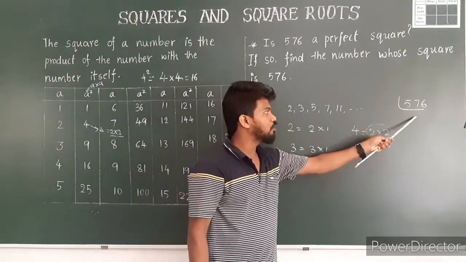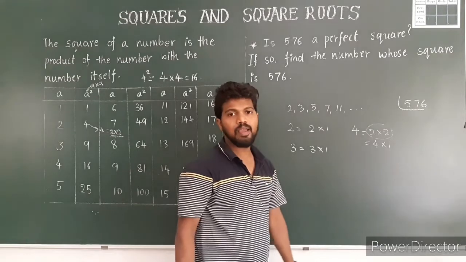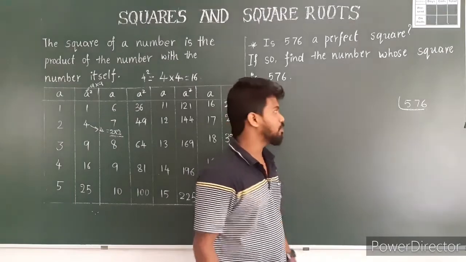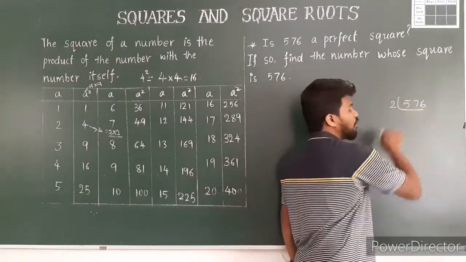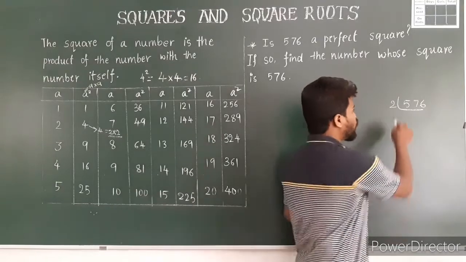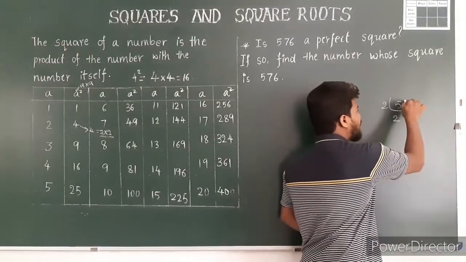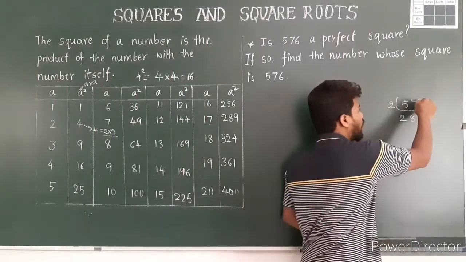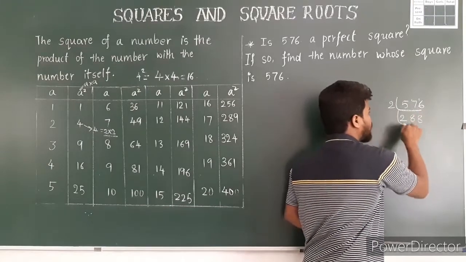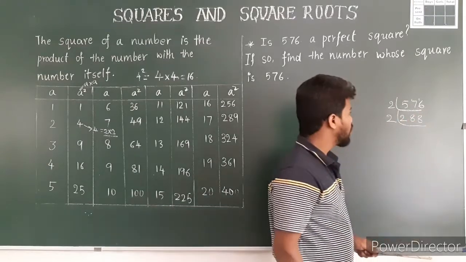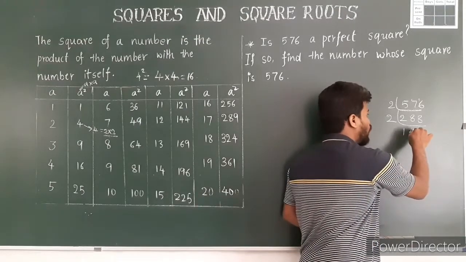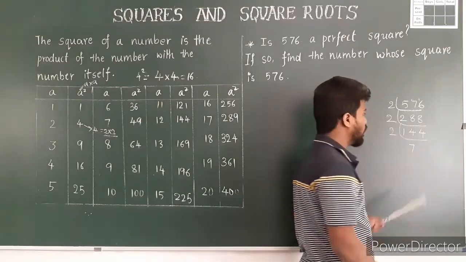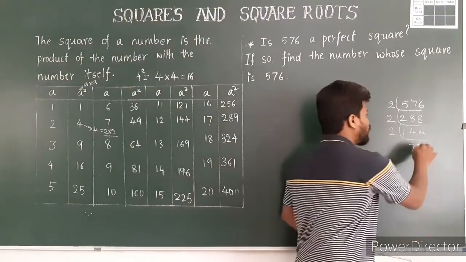Now we have to divide this number using prime numbers. First I take 2. Since it is even, it is divided by 2. 2 2s are 4, 1 carry is 17. 2 8s are 16, 1 carry, 2 8s are 16. So 576 divided by 2 is 288. Next 2, since it is even: 2 1s are 2, 2 4s are 8, 2 4s are 8. One more time it is even: 2 7s are 14, and 2 2s are 4.